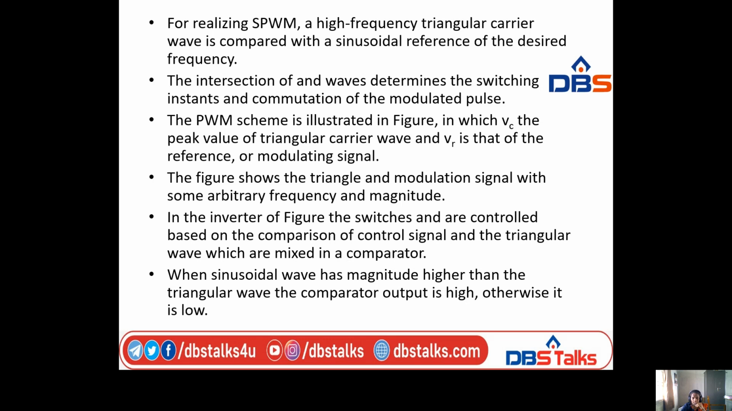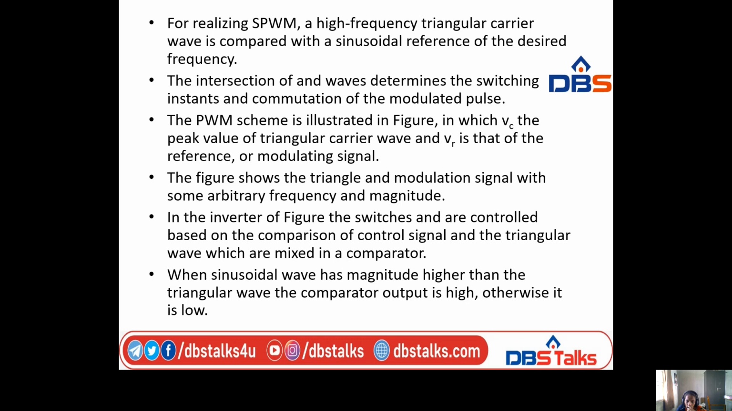Here VC is the peak value of the triangular carrier waveform and VR is the reference voltage or modulating signal. The figure shows a triangular carrier and a modulation signal with some arbitrary frequency and magnitude. In the inverter, the switches are controlled based on the comparison of the control signal and a triangular waveform, which are fed to a comparator.